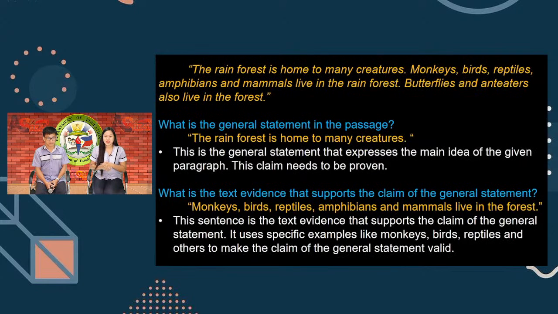So this is the general claim, for example, the rainforest is home to many creatures. Okay, the next sentence that will follow could be the text evidence. So why do we say that the rainforest is home to many creatures? Because monkeys, birds, reptiles, amphibians, and mammals live in the rainforest. Butterflies and anteaters also live in the forest.